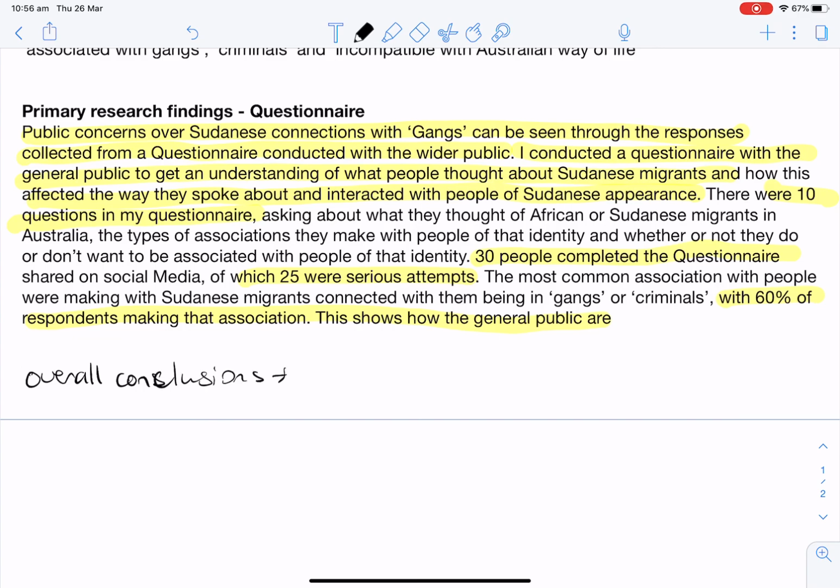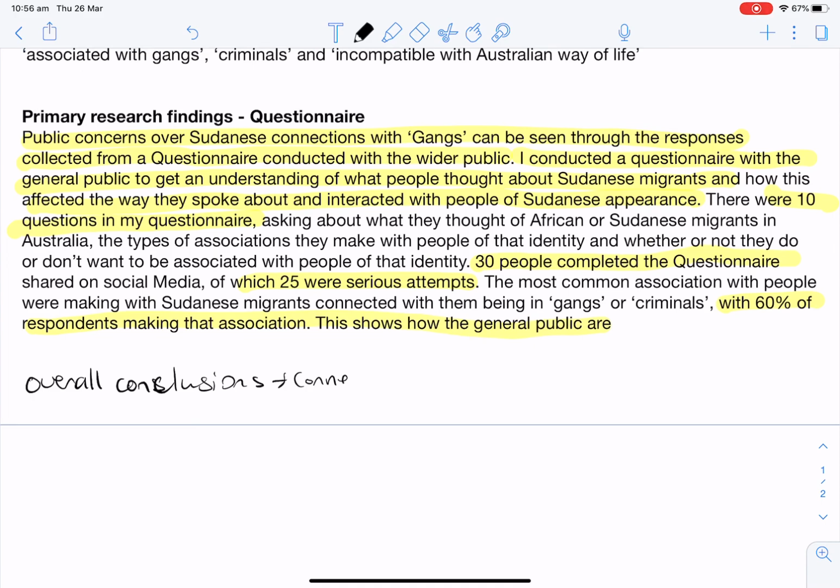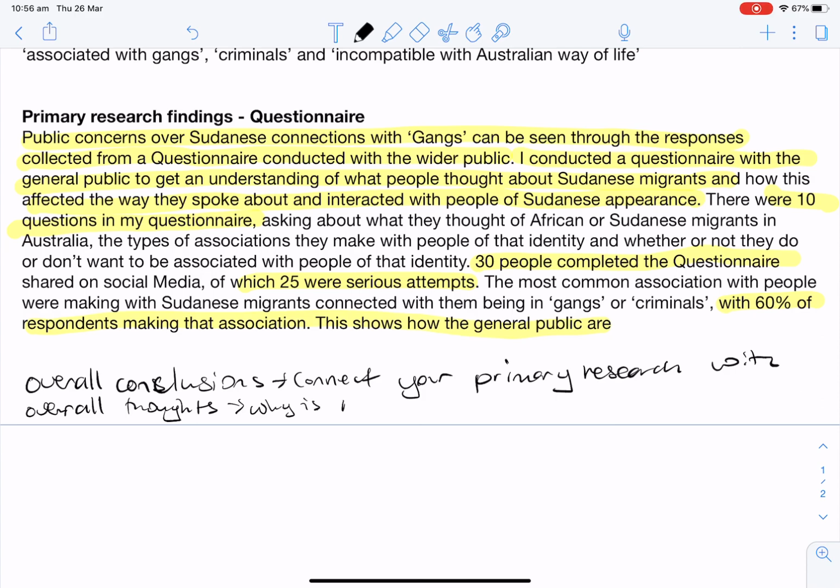And this is where you just kind of connect your primary research with overall thoughts. So coming back to that question, why is migration complex in Australia?